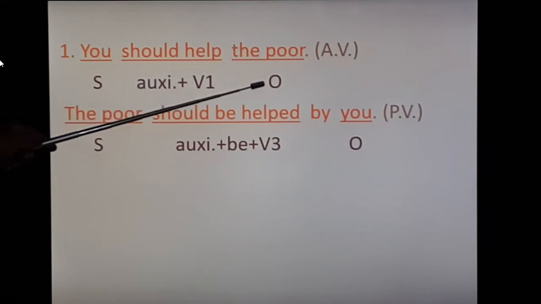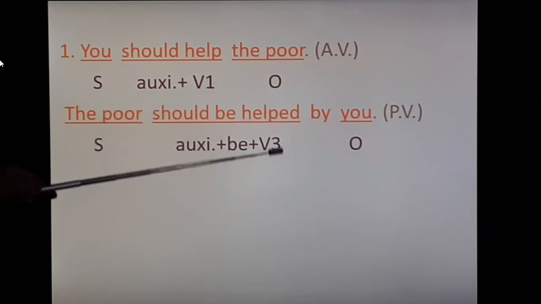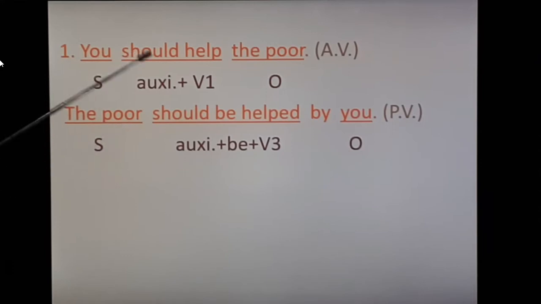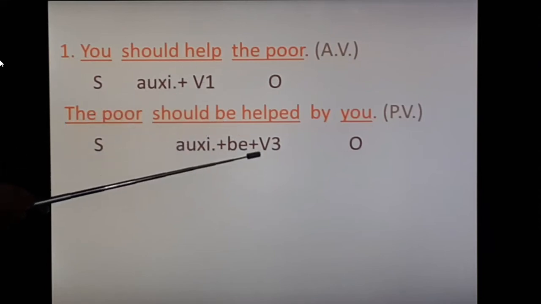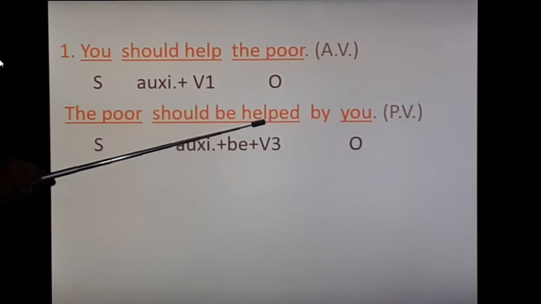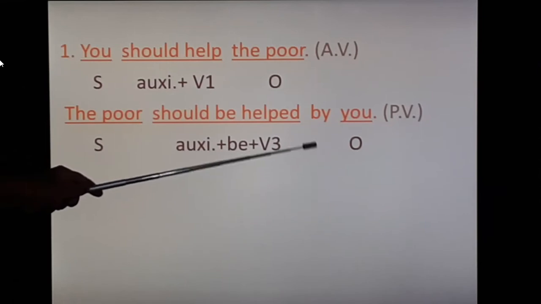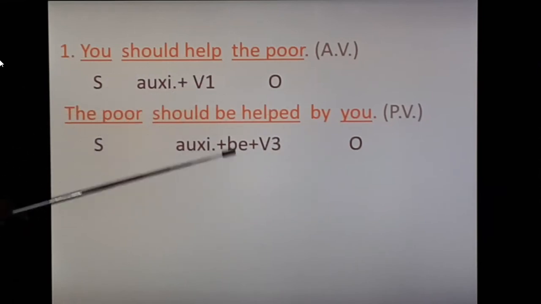First, the poor, object in active voice, becomes subject in passive voice. So here the poor will come in the beginning. The poor, then should. Here you have to add be because we are turning active voice to passive. So be is compulsory. Should, be, and then you have to use V3 form, that is helped. After that you have to put by, and you becomes you in passive. So the poor should be helped by you. This is passive voice.